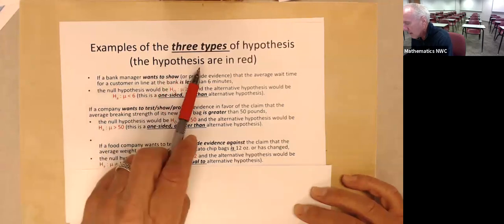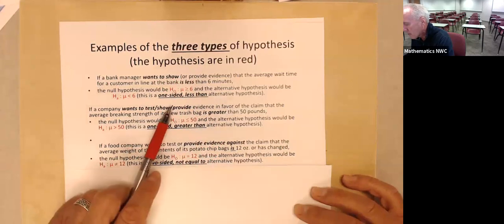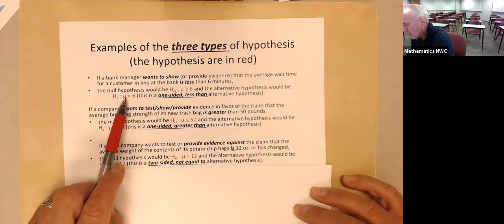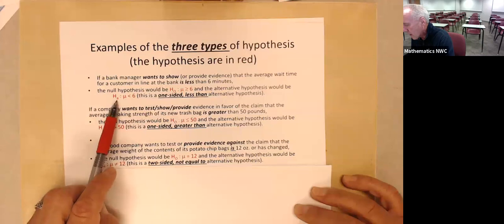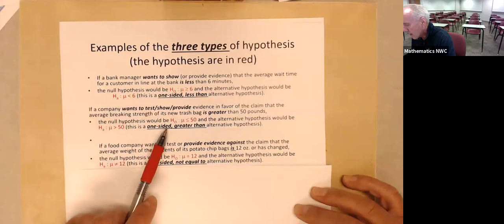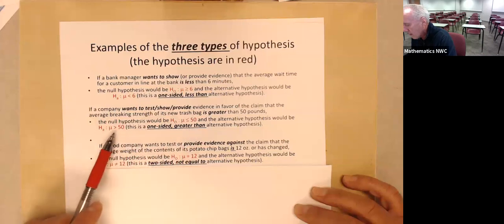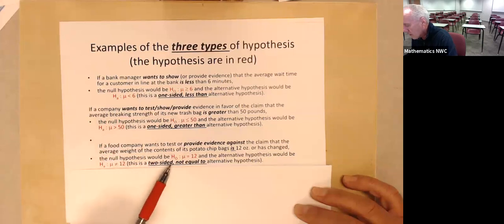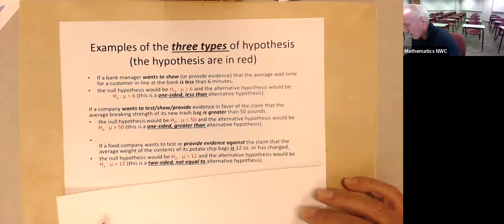But again, a quick review of the 3 types. One-sided, less than. That was the alternative being less than some number. One-sided, greater than. That was the alternative being the mean is greater than a number. Two-sided means the alternative was unequal, meaning it could have gone either direction.